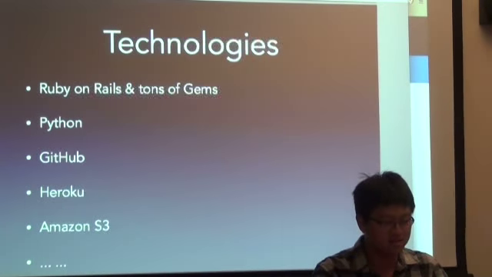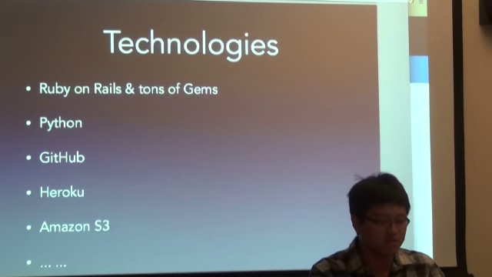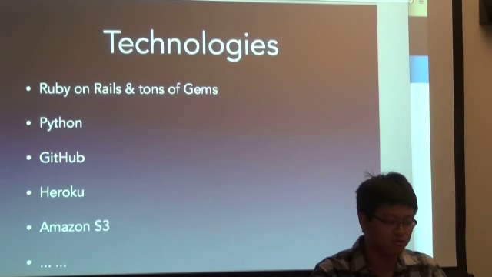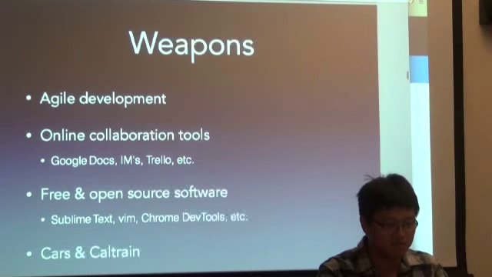Some of the technologies we're using: Ruby on Rails, and thanks to open source, we're using tons of gems to do a lot of tasks for us. For the SDK, we're using Python, and we're modifying some Python code. We're using Git to manage our code, GitHub to collaborate, Heroku to deploy, and Amazon S3 to store static files.